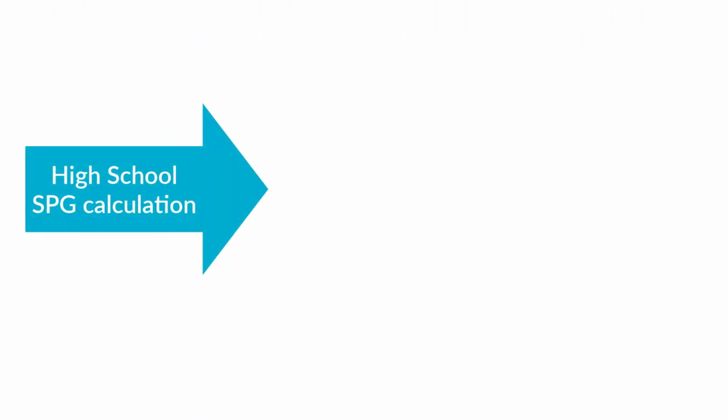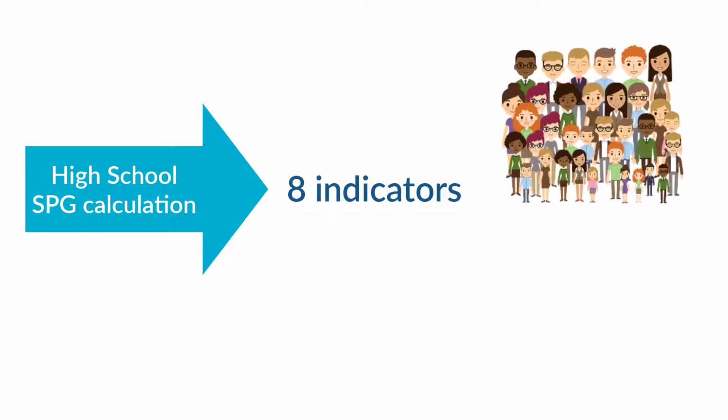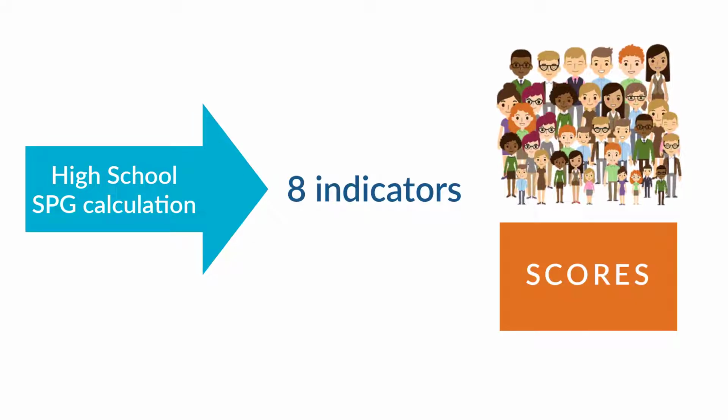At the high school level, the SPGs are determined based on 8 indicators. Indicators are only included if there is a minimum of 30 students or scores in the indicator's calculation. This is important to consider as some smaller populations and subgroups may not include all of the indicators.